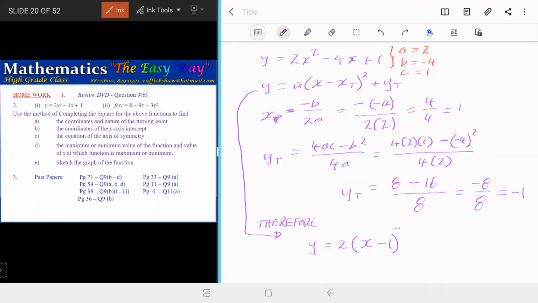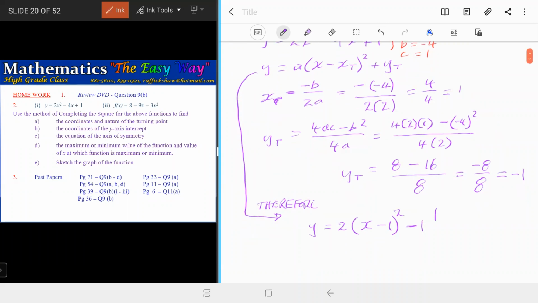And people always forget to put on the square. Don't forget to put on the square. And then as I said, this plus YT is negative 1. So plus YT, I'm going to put negative 1 there for the plus YT. And this is it. This is, let me put a different color. This is the answer for the first part. This is the answer for part A.